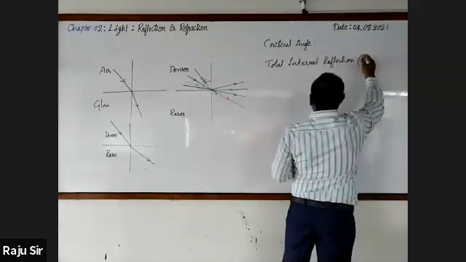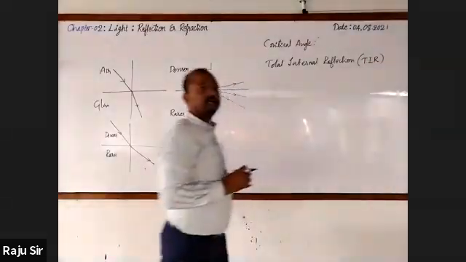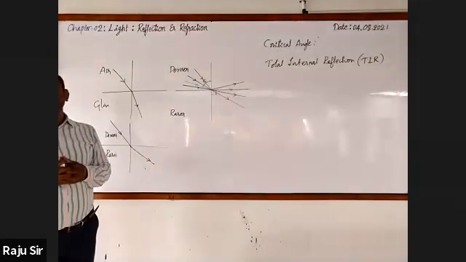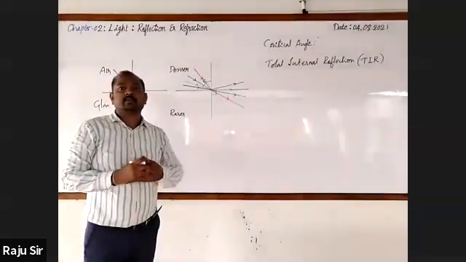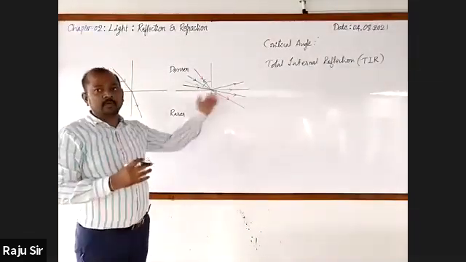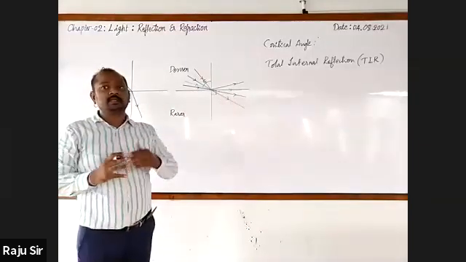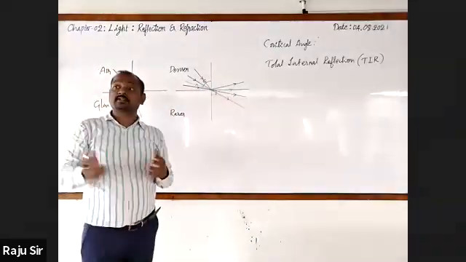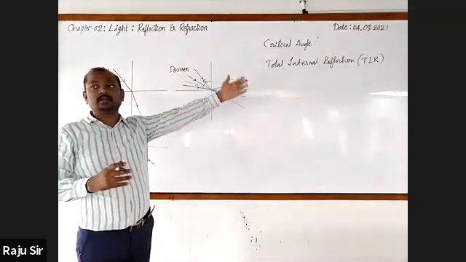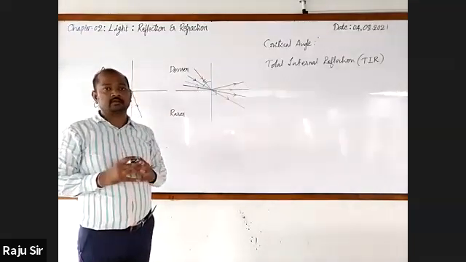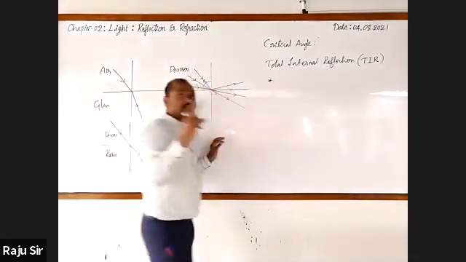It is abbreviated as TIR, total internal reflection. What is total internal reflection? When a ray of light traveling from one medium to another medium gets reflected in the same medium, then it is called total internal reflection. And this total internal reflection takes place under two conditions.